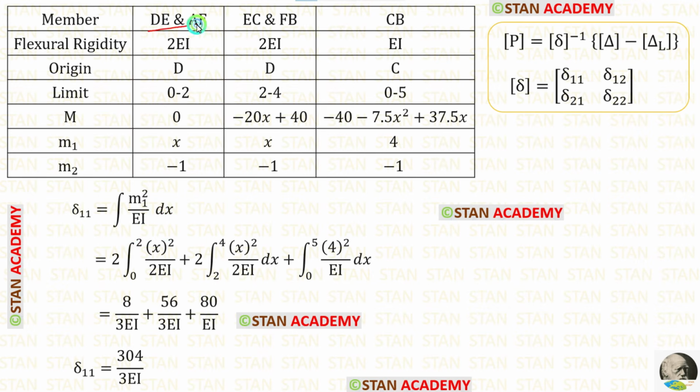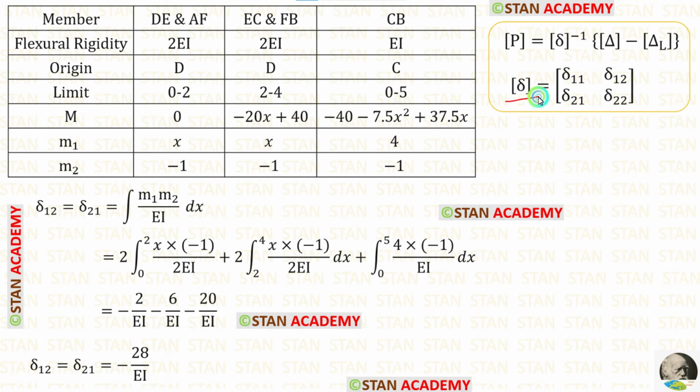For DE and AF, M1 is X, let us apply that. For EC and FB, M1 is X, let us apply that. For CB, M1 is 4, let us apply that. After the calculations, we are getting delta 1,1.